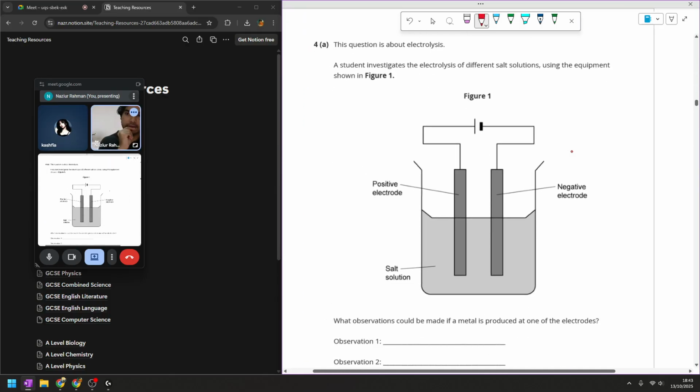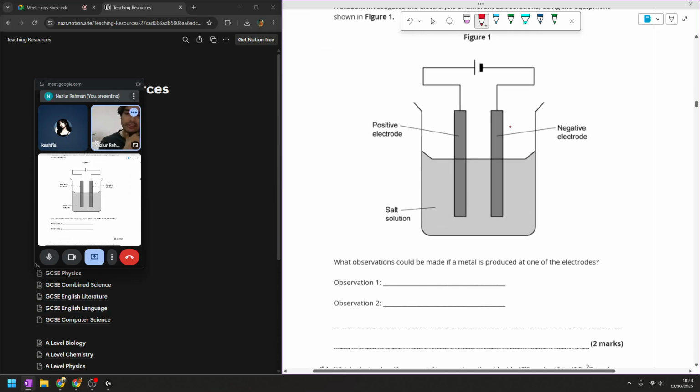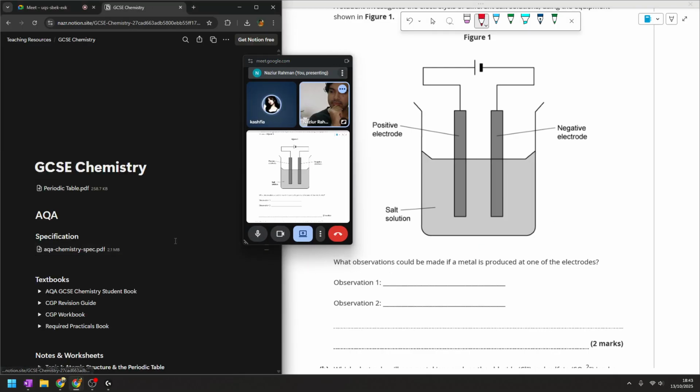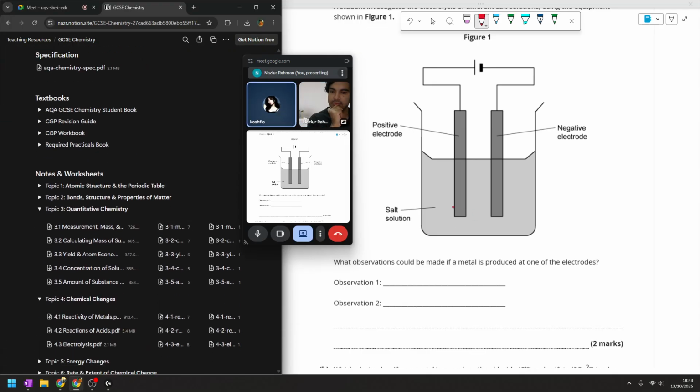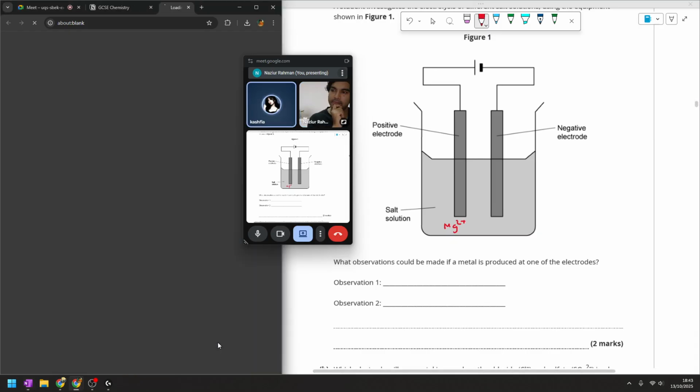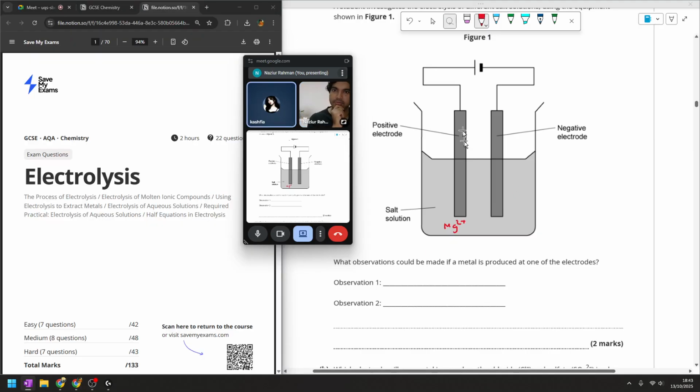Alright, so this question is about electrolysis. A student investigates the electrolysis of different salt solutions using equipment. So what observations would be made if a metal is produced at one of the electrodes? If a metal is produced, what would we see? What do you think? Think about it. Metal ions are positive. Like if you have magnesium, the ion is positive, so where would it go? To the negative. So you'd make the metal at the negative electrode. That's the first thing you'd see.